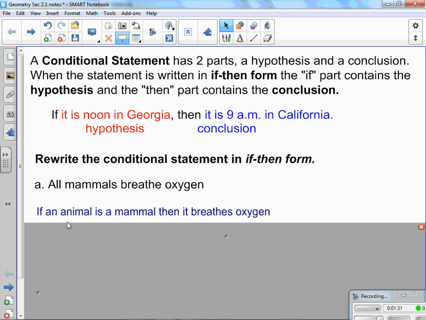So a lot of people will just put if it is a mammal, something like that. We want to be a little bit more specific, make the statement sound a little more descriptive about what we're talking about. So try to avoid it or its in these statements.